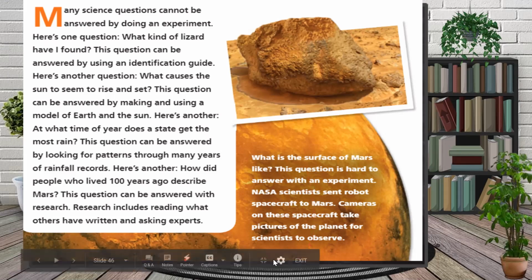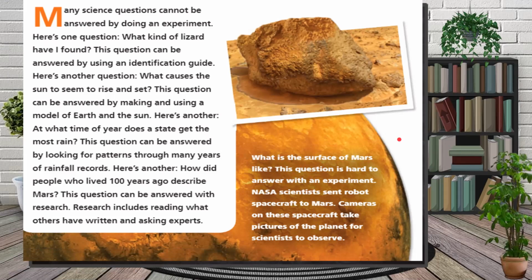All right. Now back to our lesson, my dear. What is the surface of Mars like? This question is hard to answer with an experiment. NASA scientists sent robot spacecraft to Mars. Cameras on these spacecraft take pictures of the planet for scientists to observe.